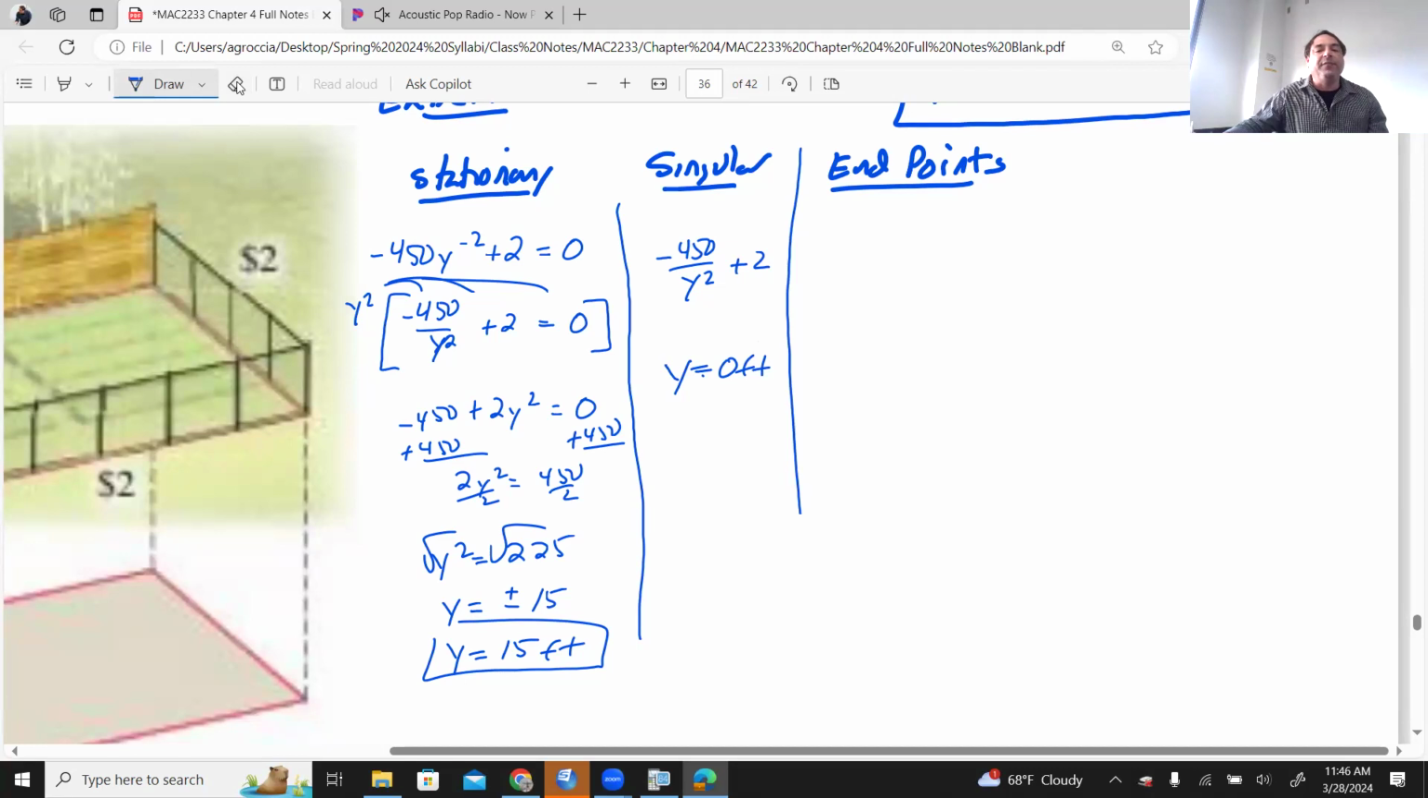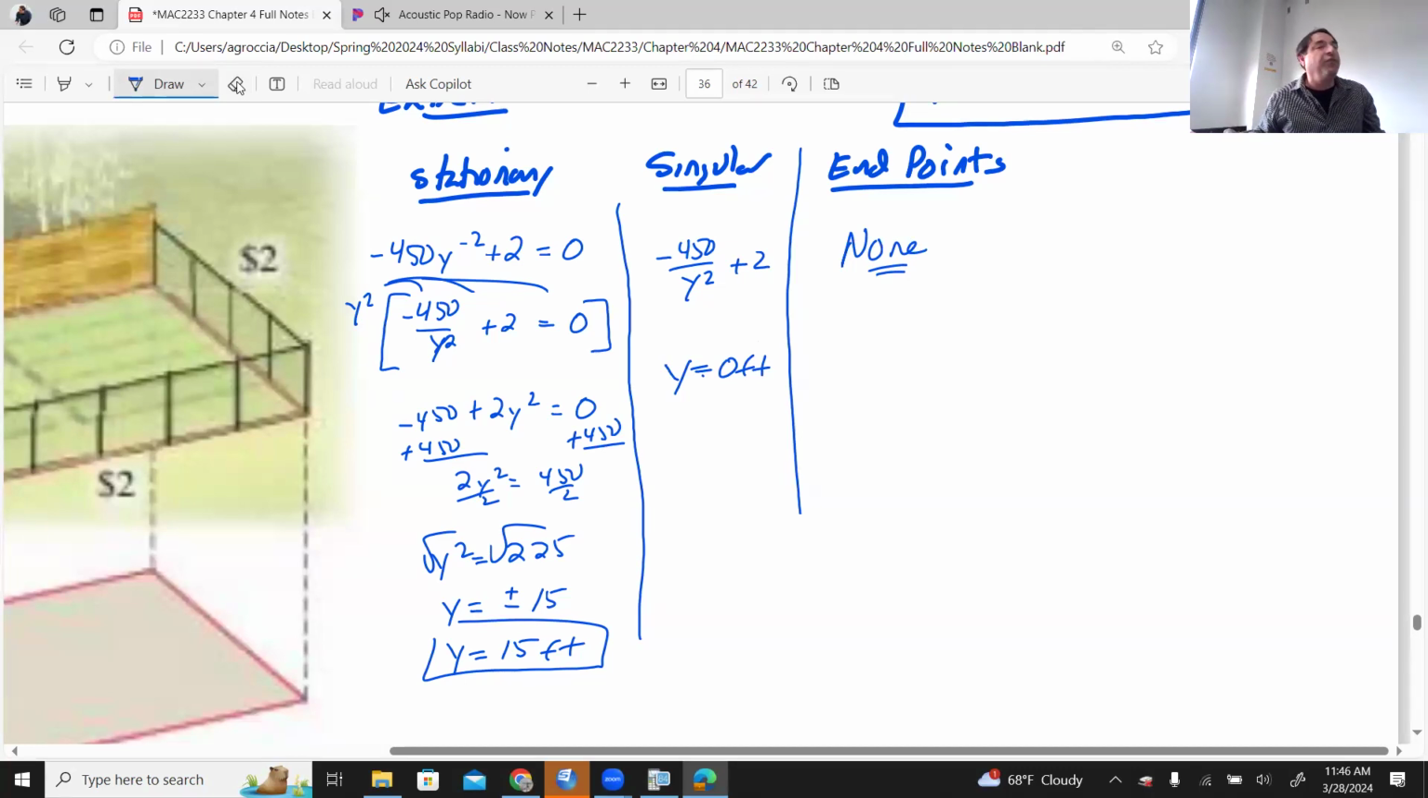Same thing for endpoints. We weren't given any, but in reality, it has to multiply to 225. It all has to add up. So we do have some sort of domain, but we just have to be realistic. It's not going to be 0. And it's not going to be like 500 because you're not going to have one side that's really long and one side that's really small, right? So in reality, endpoints don't make any sense either.